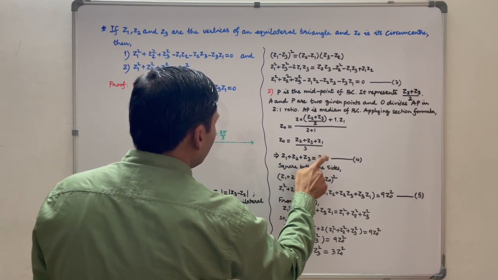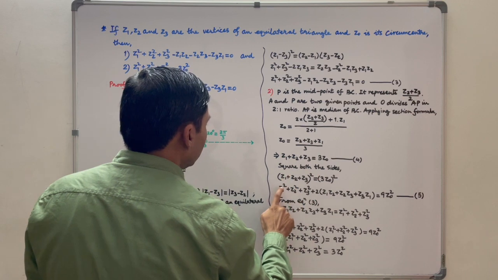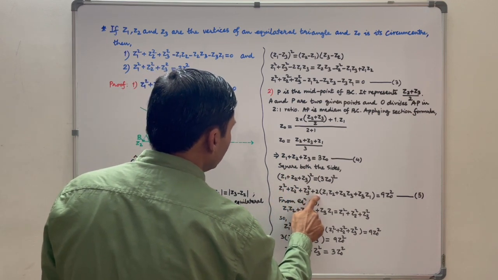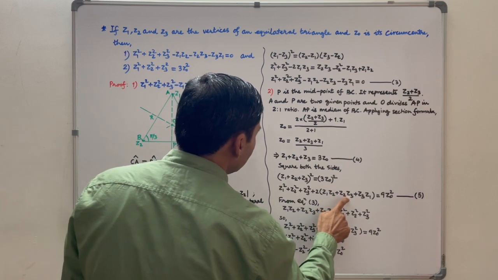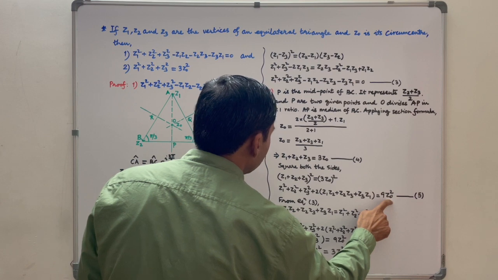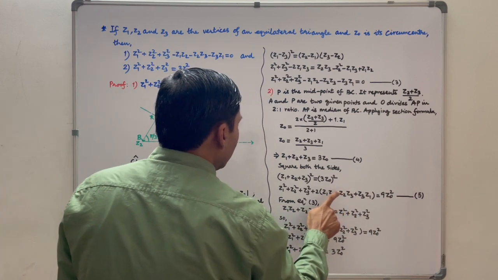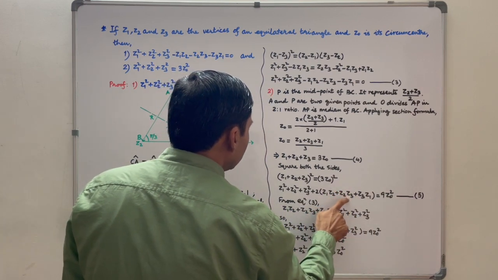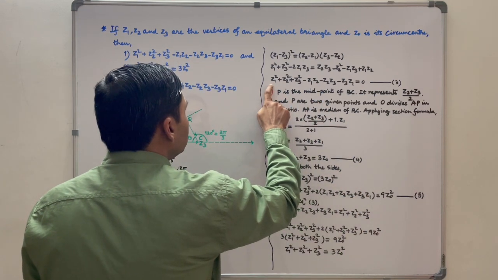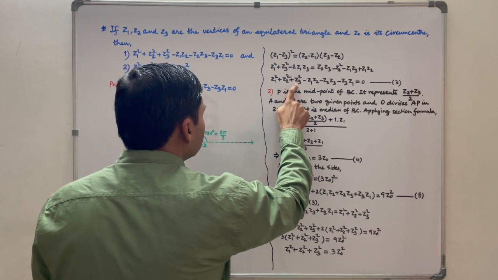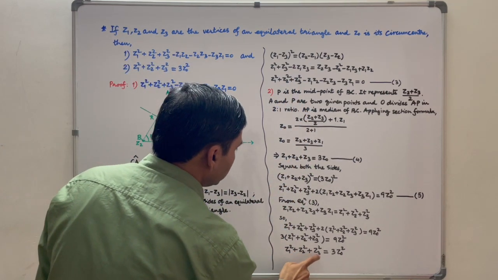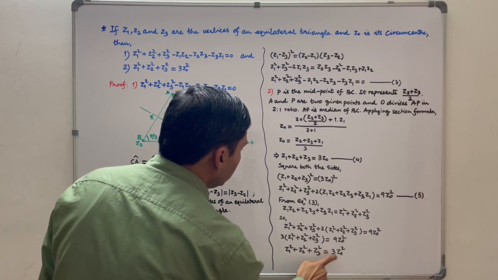We can square both sides of the equation to get Z1 square plus Z2 square plus Z3 square plus 2 into (Z1 Z2 plus Z2 Z3 plus Z3 Z1) is equal to 9Z0 square. We can substitute the value of Z1 Z2 plus Z2 Z3 plus Z3 Z1 from here as Z1 square plus Z2 square plus Z3 square. So we will get Z1 square plus Z2 square plus Z3 square is equal to 3Z0 square.